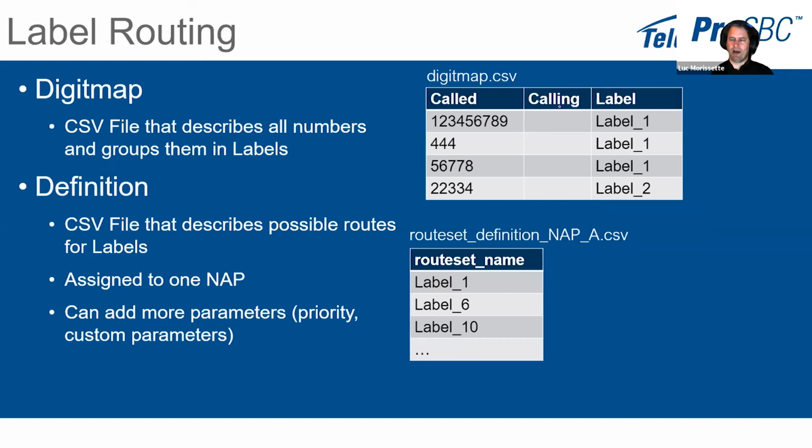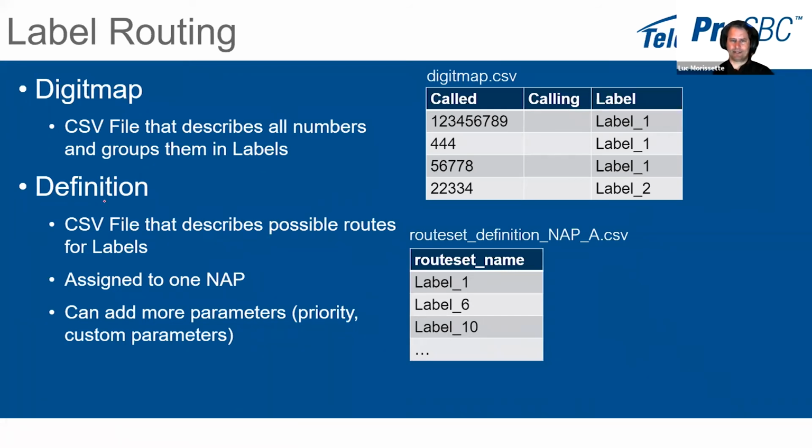This digit map file also works on the calling number. So instead of using the call number, you could also do the same thing with the calling number and attach a label. Most of the time we use the call, but we have some customers who use the calling segment here.